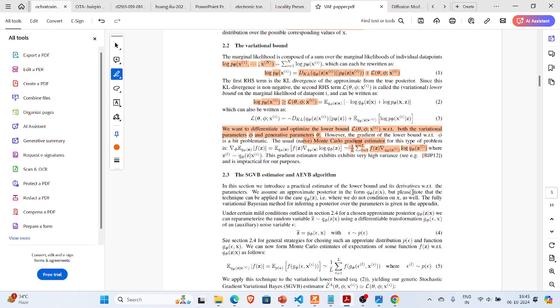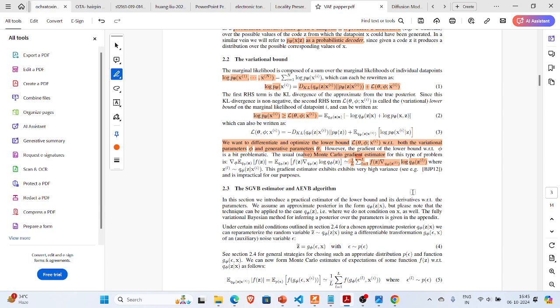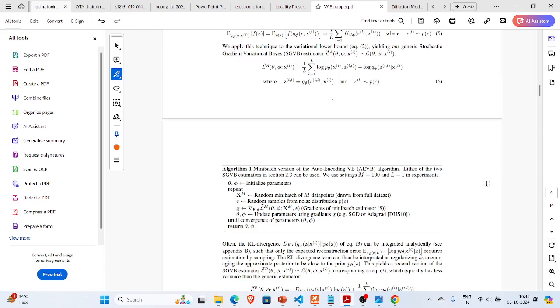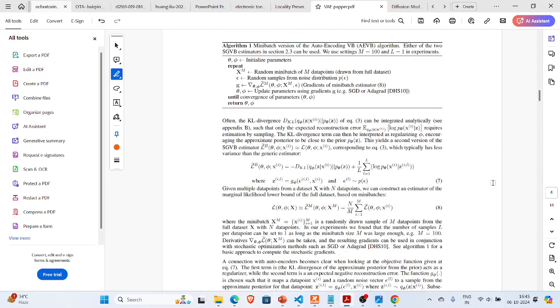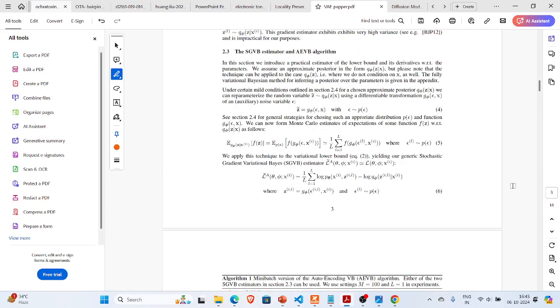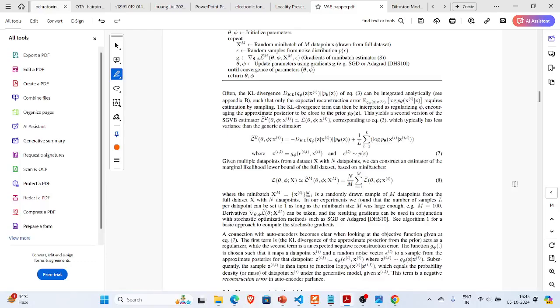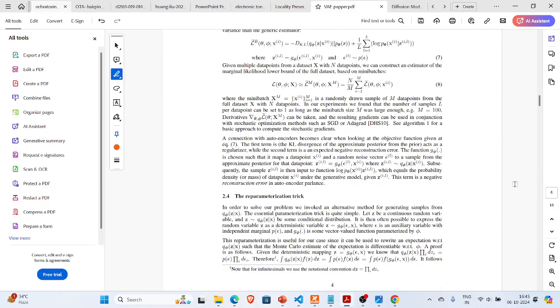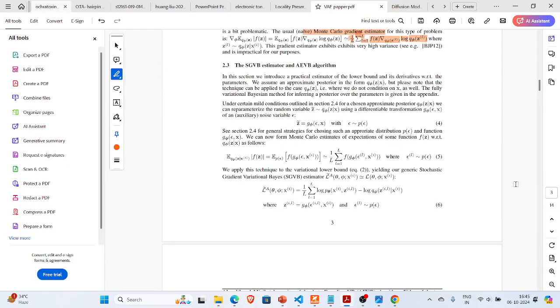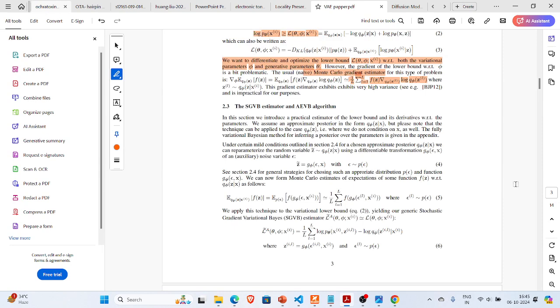But it has very high variance. So it is not possible for practical application, and also this Monte Carlo gradient estimate is quite slow. So that is how we get this new algorithm for generating new data points. It is not very easy, complicated, I understand, but let's try to cover it still.